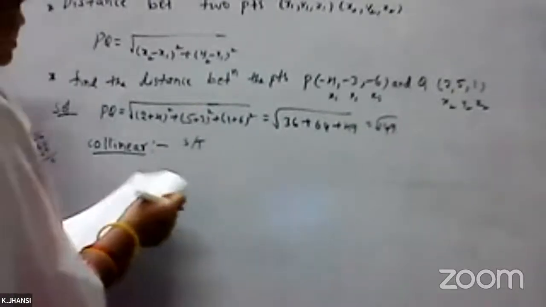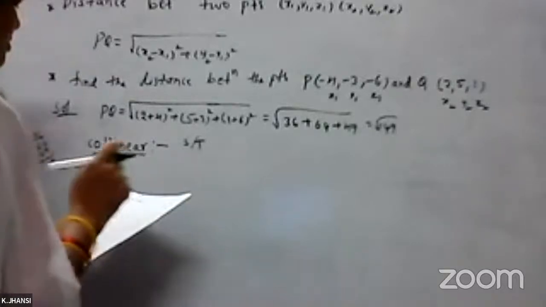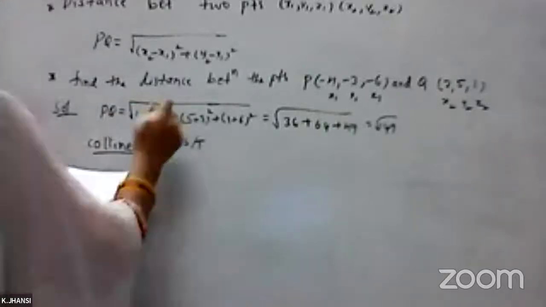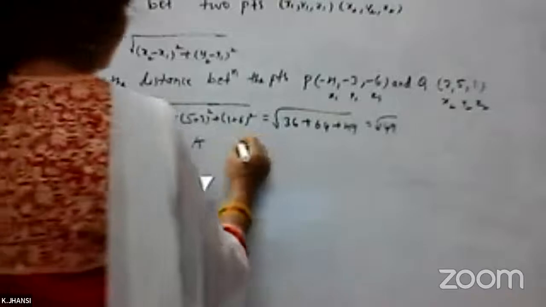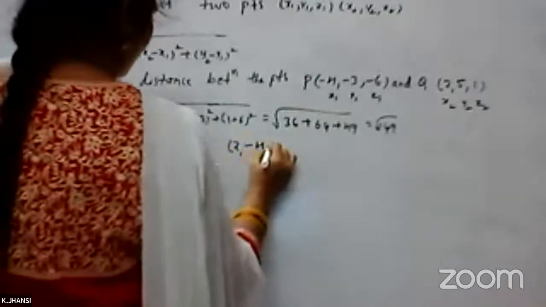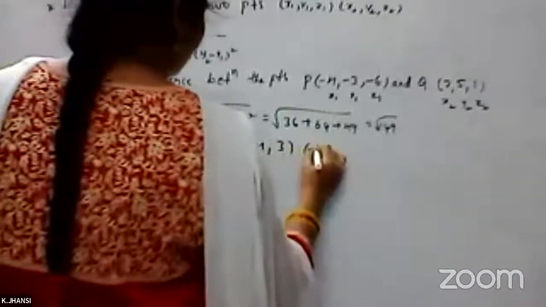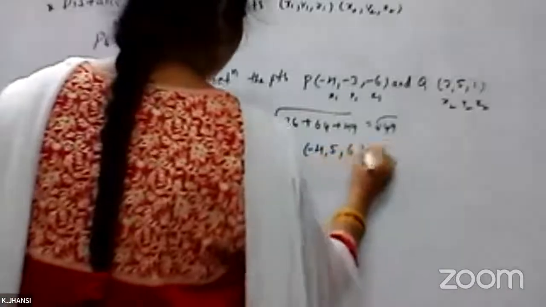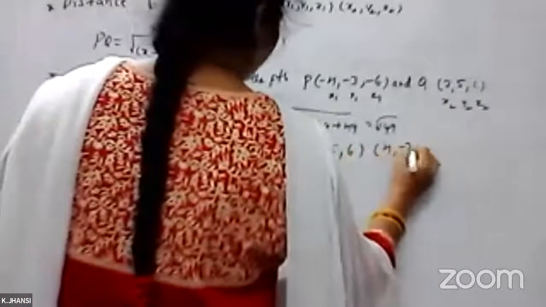If you see the problem, it will be: show that the points 2, minus 4, 3 and minus 4, 5, 6, 4, minus 7, 2 are collinear. Collinear means first you have to find the distance between the given points, and with the help of that you find the result.